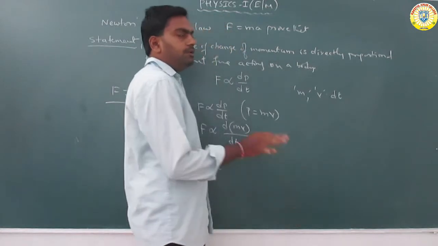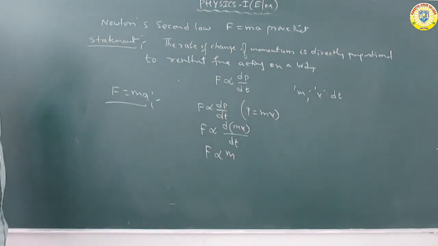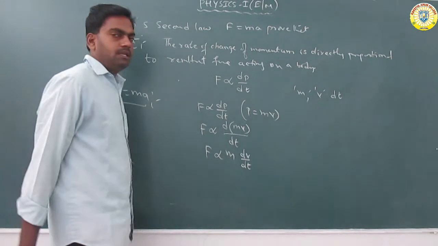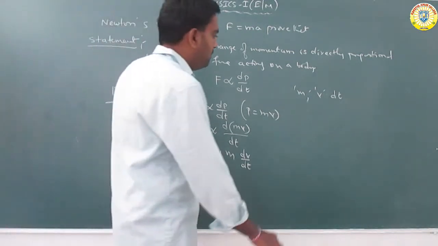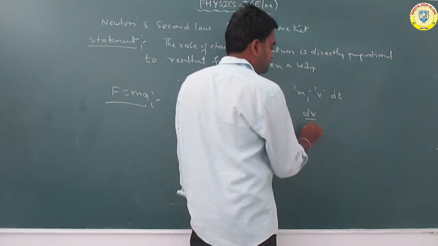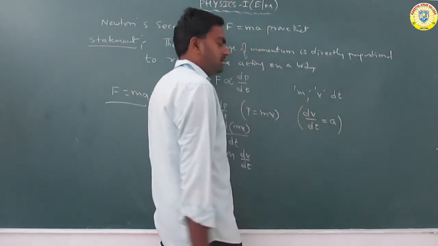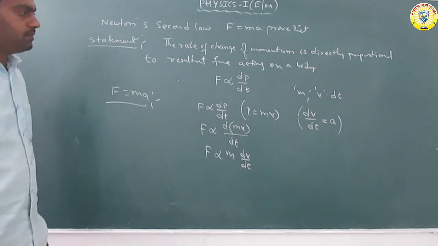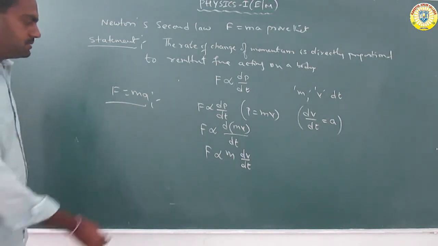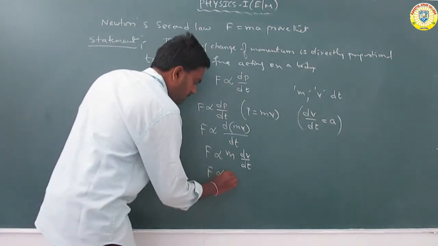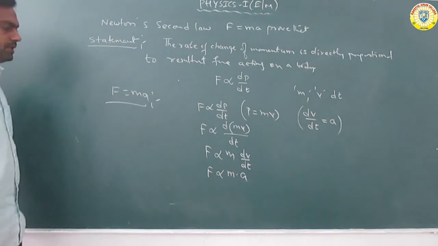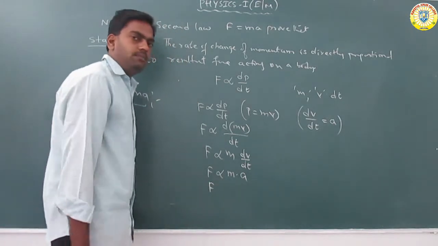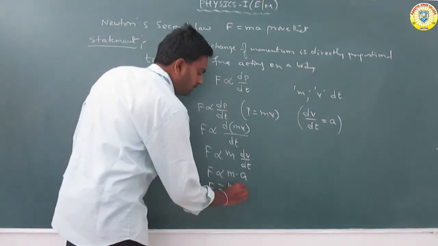For uniform acceleration, m is the mass of the body, and we can write dv by dt, differentiating velocity with respect to time. dv by dt is called acceleration a, that is, the rate of change of velocity is called acceleration. Acceleration a is equal to dv by dt, and substituting in the equation, F is directly proportional to m into a. The proportionality can be replaced by some constant k, so F is equal to k into ma.